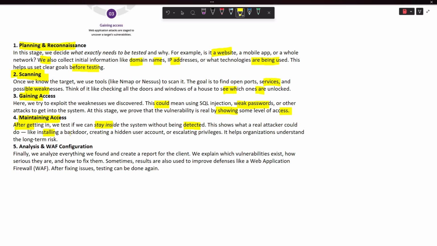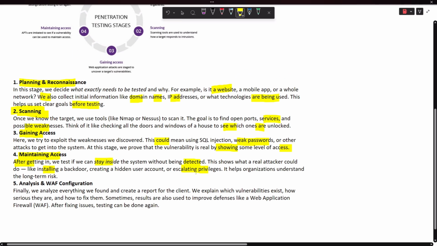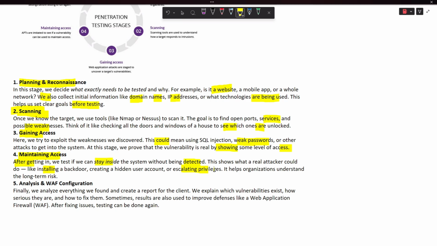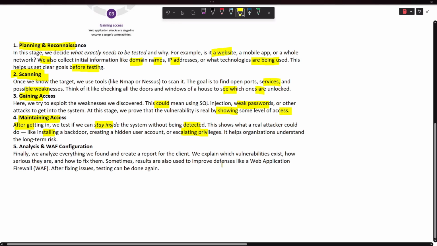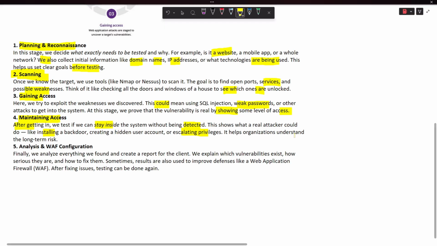You will be installing backdoors, creating a hidden user account, or trying to escalate your privileges. Escalating privileges is a huge topic that we will be covering. There are two types of privilege escalation: vertical privilege escalation and horizontal privilege escalation. Our target machine will be either a Linux machine or a Windows machine, so there are separate methods for it that we will be exploring in our privilege escalation section. So it helps the organization understand long-term risk.